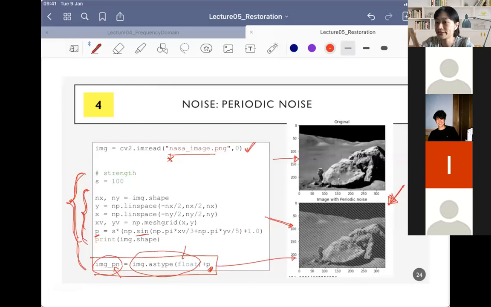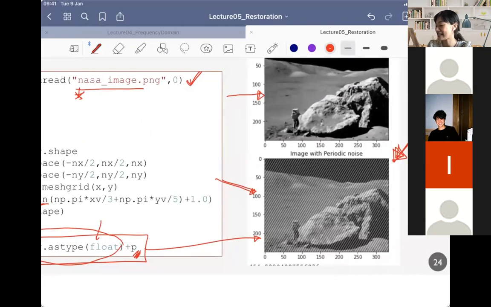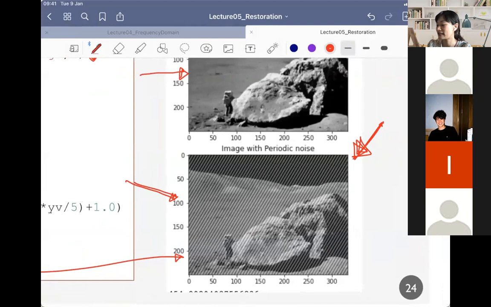Once you do it, I will ask all of you what the Fourier transform of this image would look like. Can you guess now what it will look like in the frequency spectrum? Can you guess the FT of this image? If you can guess, let's code it together.